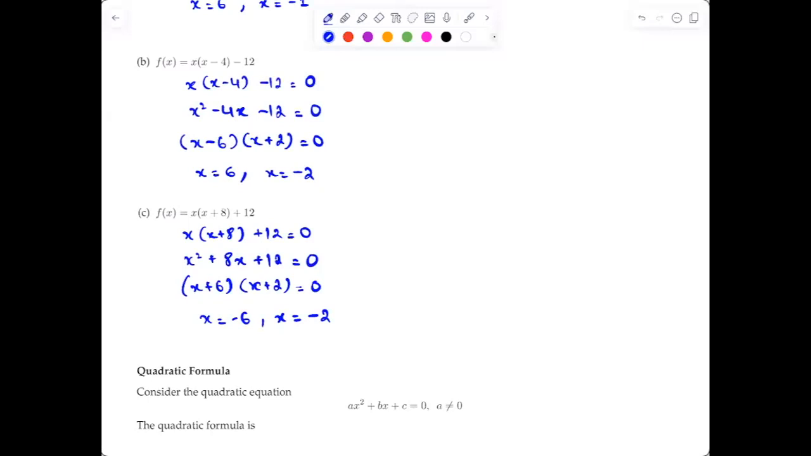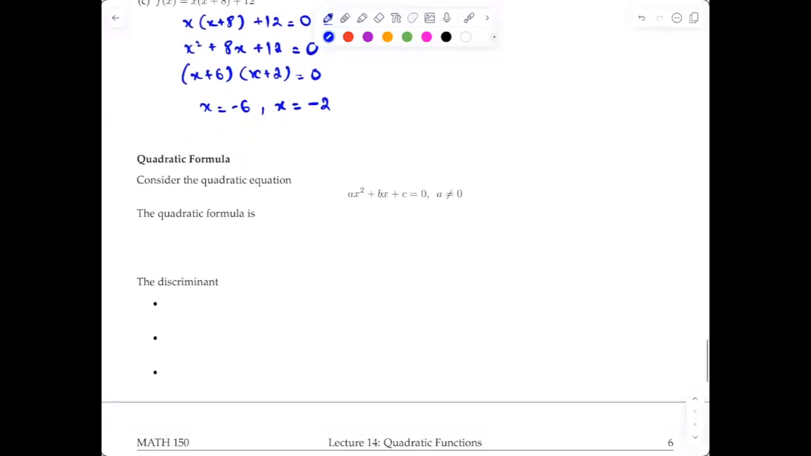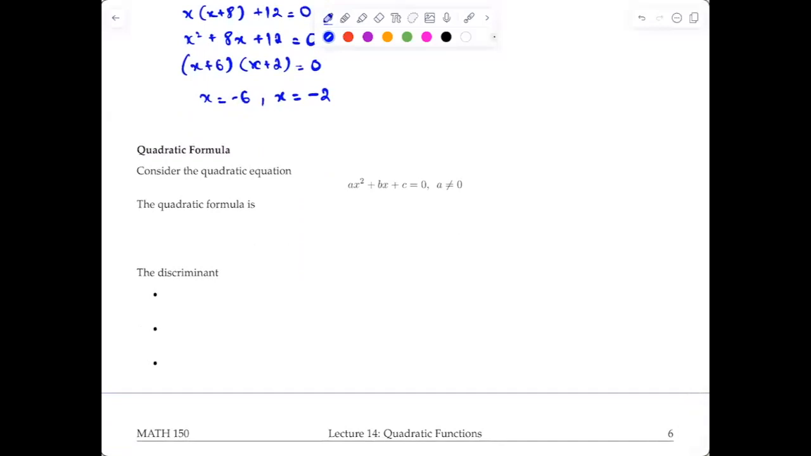Now, for the last part of this lecture notes, we can find the solution of the quadratic equation using the quadratic formula. How many of you have seen this formula? Yeah, so most of you, right? So the quadratic formula is x equal to negative b plus and minus square root of b squared minus 4ac, divided by 2a.